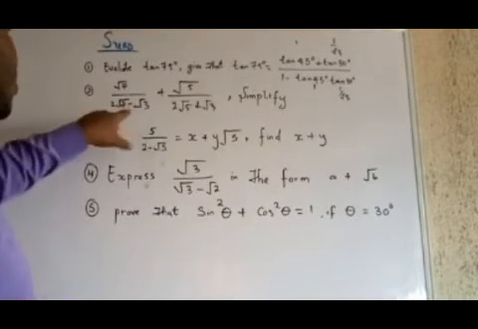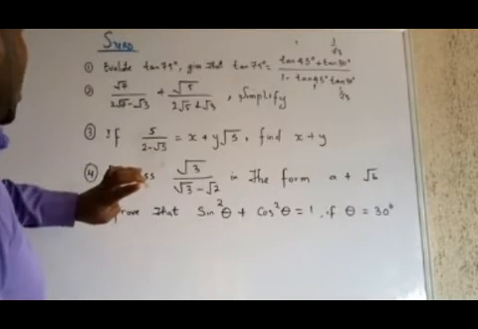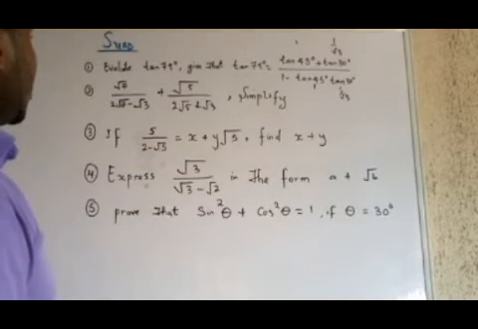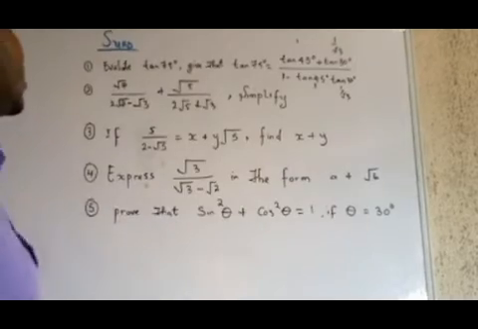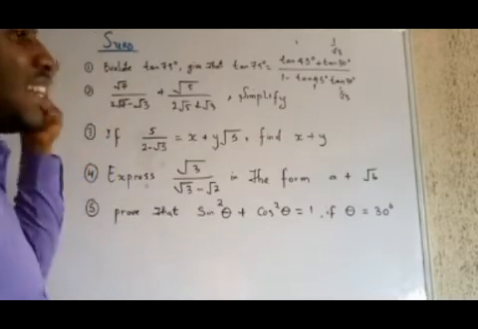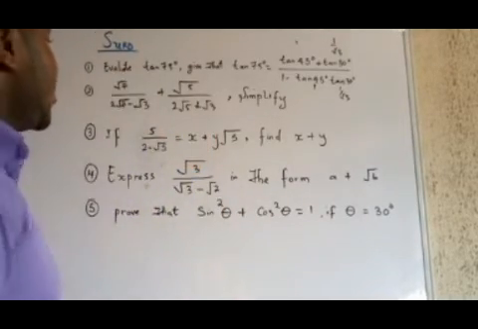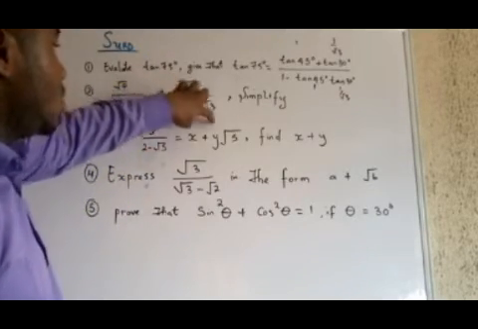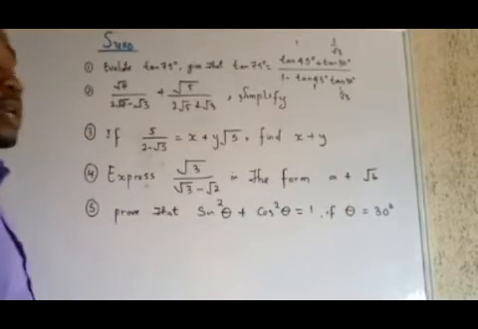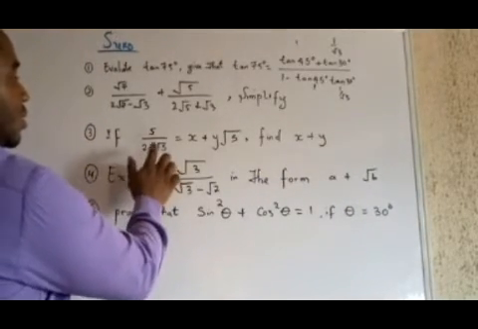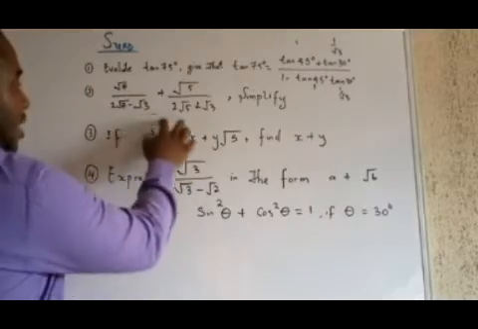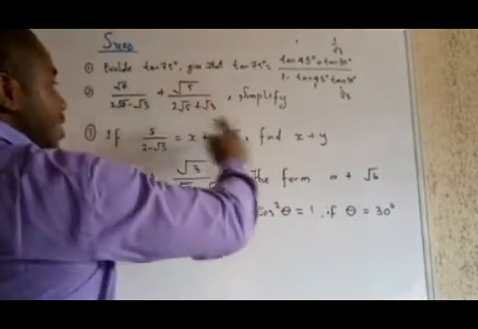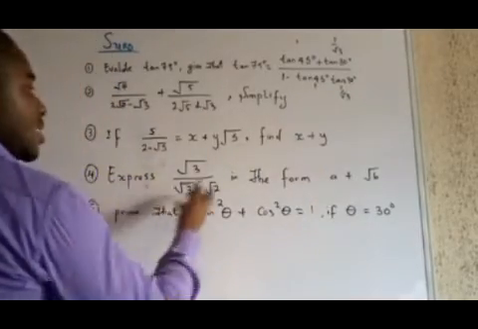Here, all you need to do is to use this and this as the lowest common denominator. Then you expand it, you now rationalize, and you simplify this. Express, if this is equal to this, then find x and y. What does that mean? You just make this part of the surd look exactly as this, then you pick out this and add. Simple.